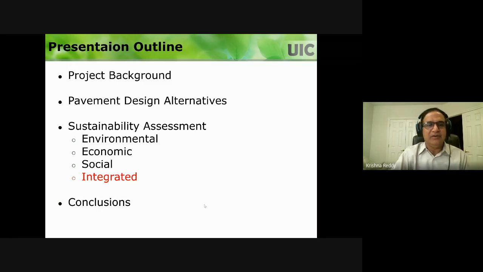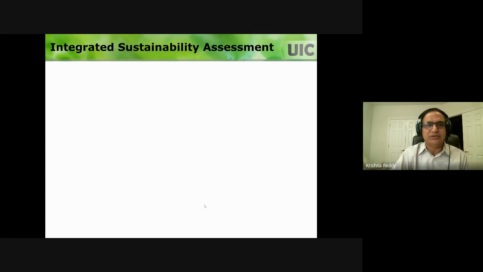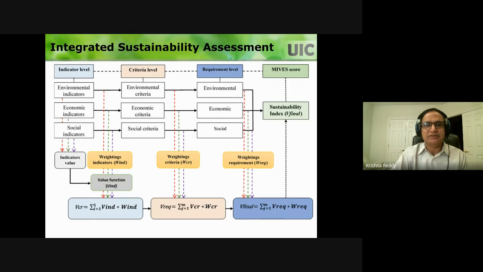And then, okay, we have environmental, economic, and social. Then how do we integrate those things? That's where we need to do the integrated sustainability assessment. So we have all the indicators: environmental, economic, and social. There is a way to normalize those values, or you can apply some weightages depending upon the importance of each indicator. Then you have criteria, you can have a requirement, and following this approach, you finally get a sustainability index. Combining all of them, we get this sustainability index at the end.